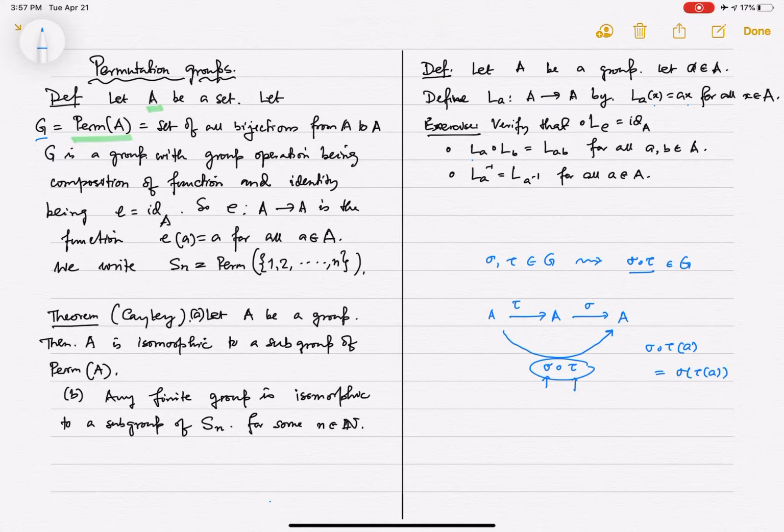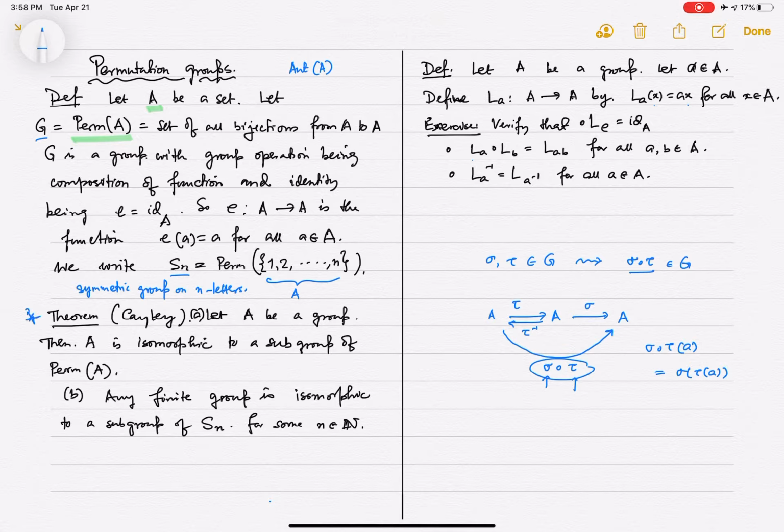Okay, and the inverse element is just the inverse function. That's the permutation group of a set. The book uses the notation Aut of A, means the same thing. In particular, when you have the set 1, 2, 3 up to n, if that's your A, then the permutations of that set is denoted by S sub n. This is called the symmetric group on n letters.